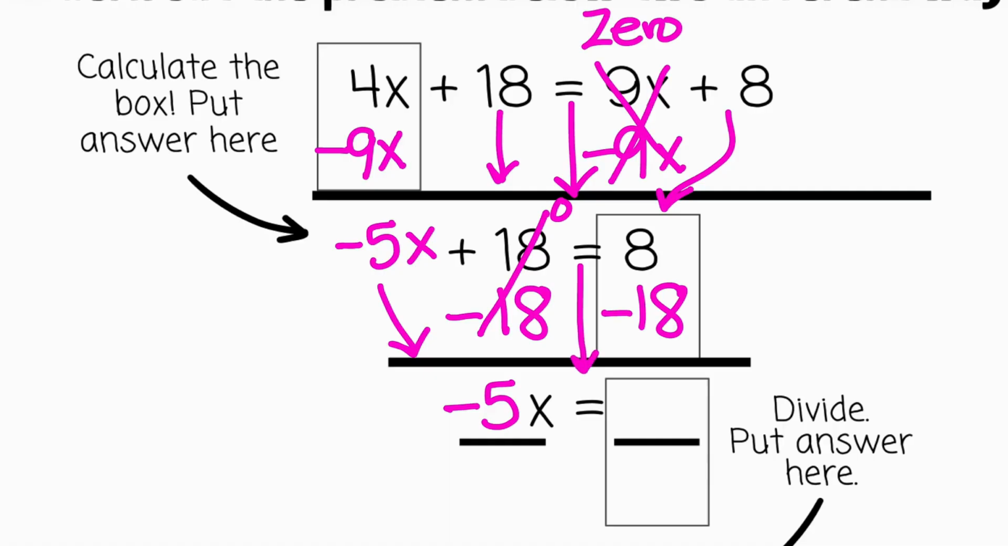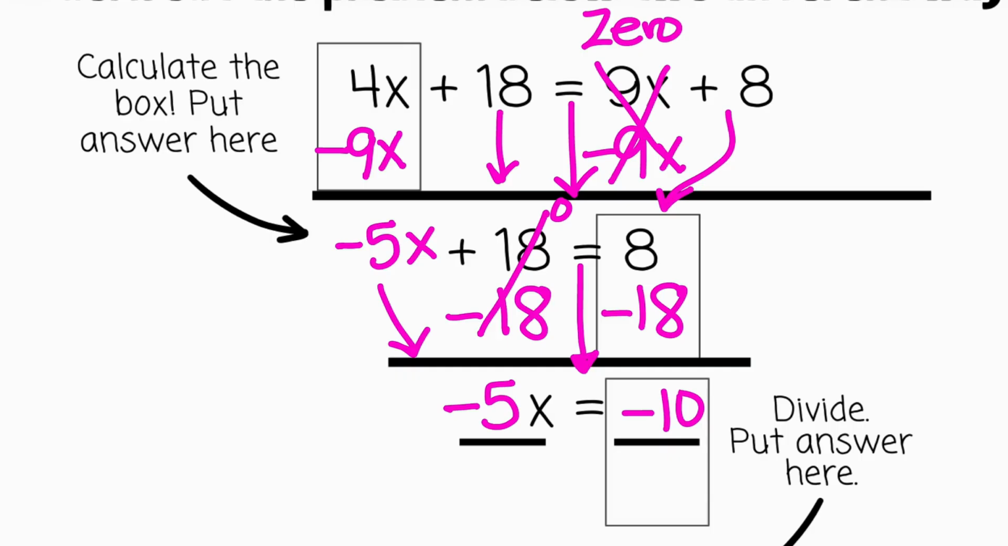Now that's a plain number. So I'm going to go to the other side, and I'm going to move the other plain number, positive 18. To make a zero pair, I'll need to subtract 18. That makes a 0. Again, I'm going to go left to right. So the first thing I do is I bring down this negative 5x. Then I bring down my equals. Then I calculate my box. 8 minus 18 is negative 10.